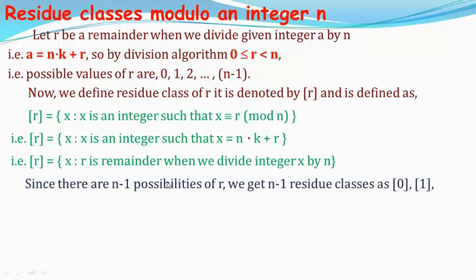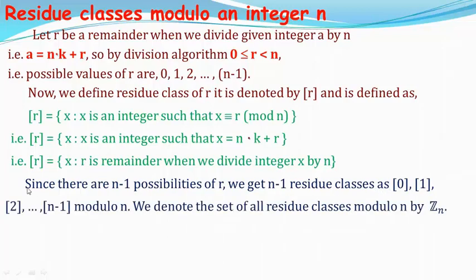So since there are n possible values of R, we get n distinct residue classes, such as the class containing 0, the class containing 1, the class containing 2 up to the class containing n minus 1 modulo n. And we denote the set of all residue classes modulo n by Zn. So Zn is nothing but the set of all residue classes modulo n. Thus Zn is the set containing all these residue classes.